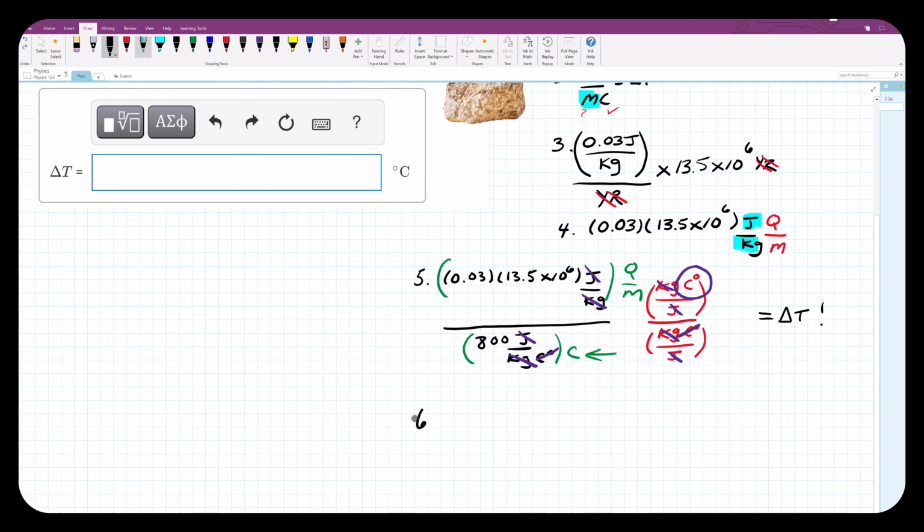That's it. So my last statement here is 0.03 times 13.5 times 10 to the 6th over 800 gives me a number. In my case, it's 506.25, and the units are Celsius degrees. Mastering physics might round to 510 Celsius degrees.